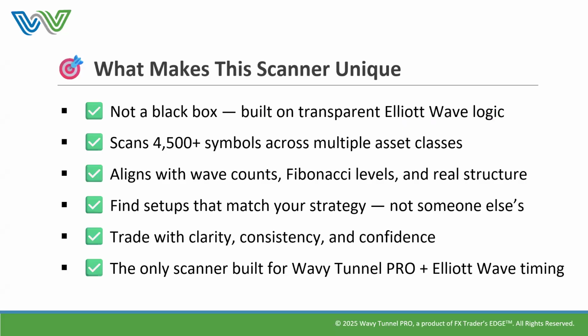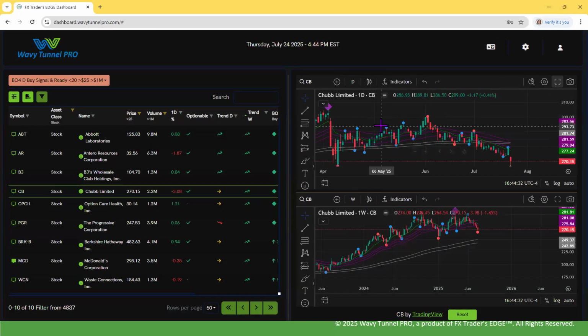It scans 4,500 symbols, well, now 4,800, across multiple asset classes. It aligns with wave counts, Fibonacci levels, and real structure. Find setups that match your strategy, not someone else's. Trade with clarity, consistency, and confidence. The only scanner built for the Wavy Tunnel Pro and Elliott Wave timing, which is really neat. And it's based on TradingView, so if you use other indicators, then you can certainly put them in.